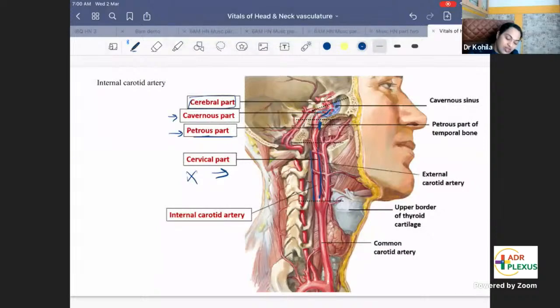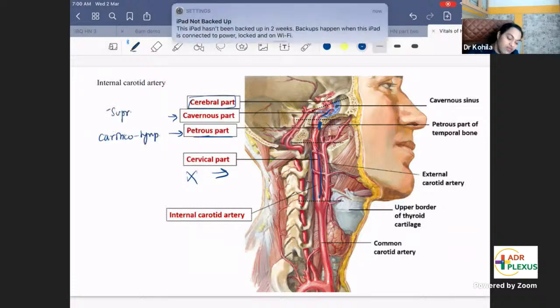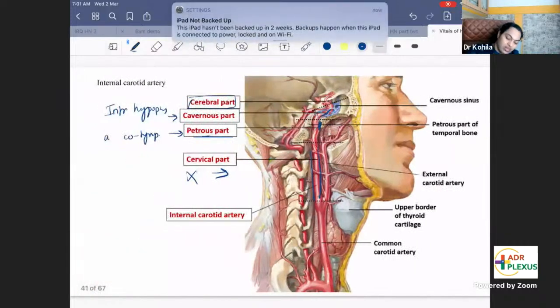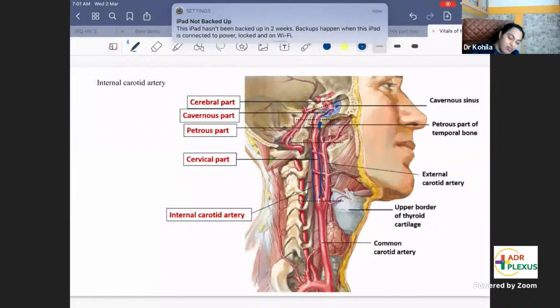Okay, the branches: there are no branches in the cervical part. The petrous part gives rise to the caroticotympanic branches. In the cavernous part, the main branch is the inferior hypophyseal artery. The pituitary gland receives its blood supply from the carotid, okay, from the cerebral part. The branches from the cerebral part are important. Remember, what are they?